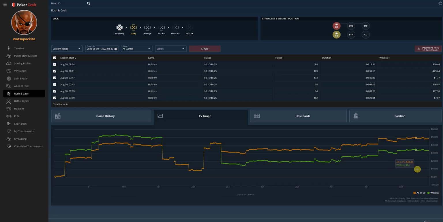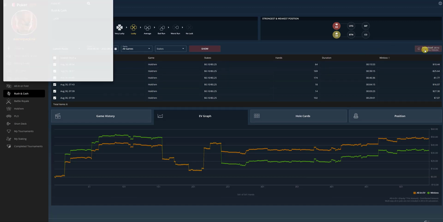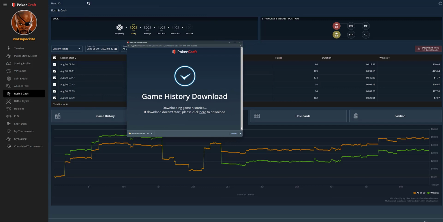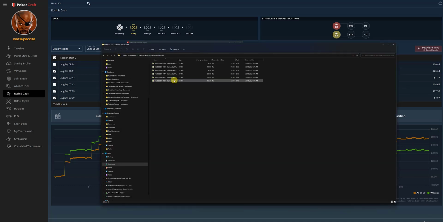So this goes for every site, not just GGPoker, as on other sites you can also download hands, but on GG you pretty much just click on download your hand history here for these dates. This is for today. It's the only session I played. Then you download the hands, and the hands are saved to a zip file. Then unpack them, and I'll copy them somewhere.